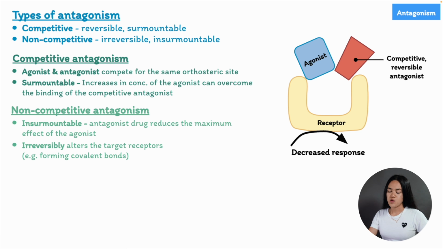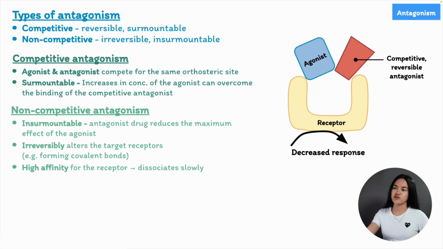Another scenario where insurmountable antagonism can occur is when the agonist drug has an extremely high affinity for the receptor, which means it remains tightly bound to the receptor and doesn't dissociate easily. As a result, it can be considered effectively irreversible. So insurmountable antagonism can happen either due to irreversible modification of the receptor or when the agonist has exceptionally high receptor affinity, making it difficult for the antagonist to be displaced from the receptor.